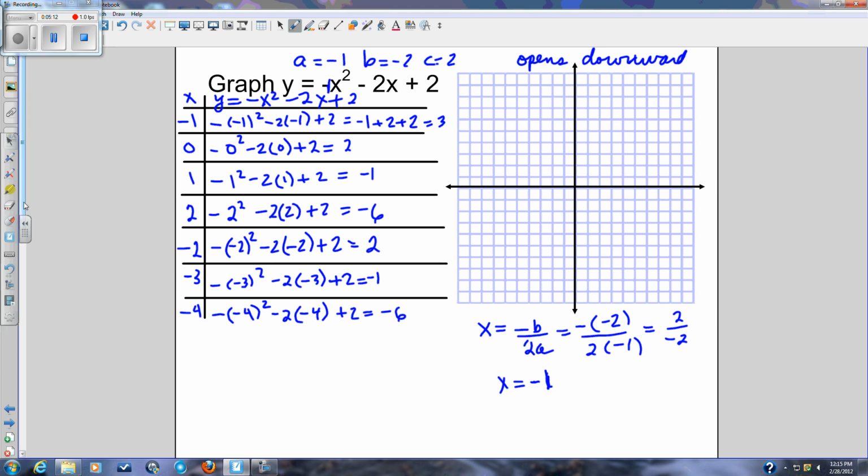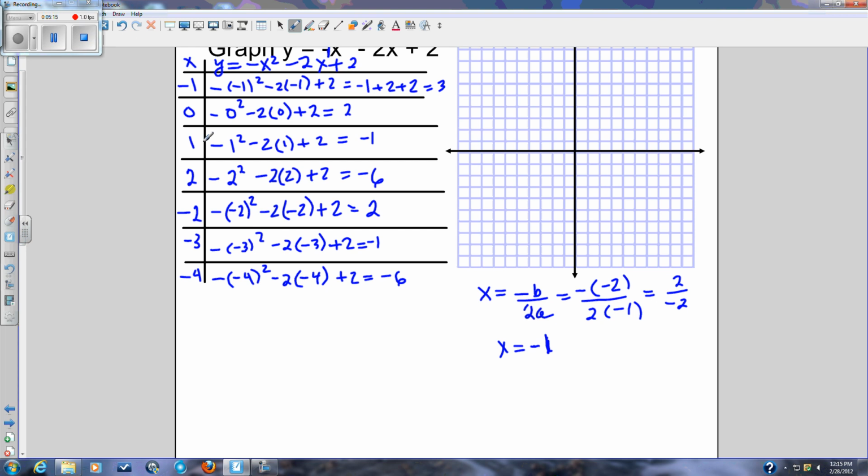Because I used numbers that went in increments of 1 away from the vertex, notice the numbers did repeat themselves after the vertex. So 2, negative 1, negative 6, 2, negative 1, negative 6. And that's what it should have done.